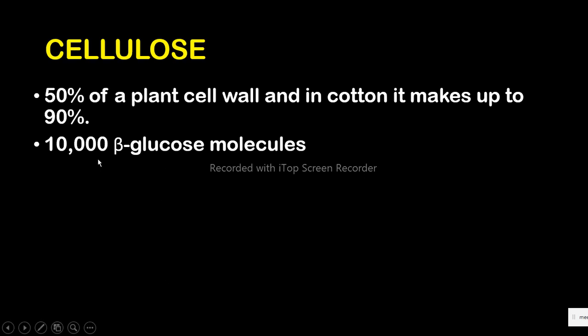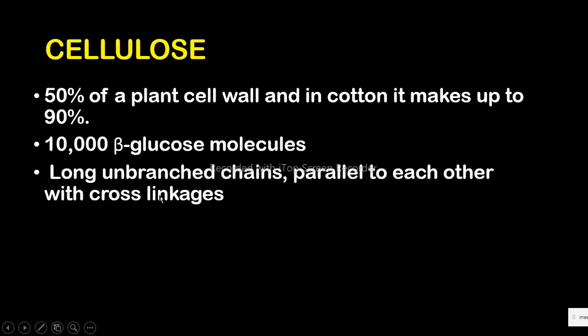It is made up of roughly 10,000 beta glucose molecules that are condensed together to form long and branched chains. And very many chains lie parallel to each other to form the cross linkages that link these chains together.